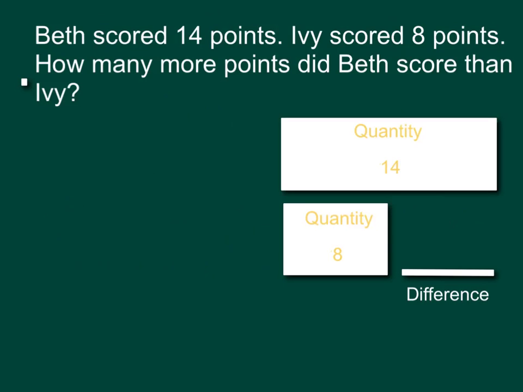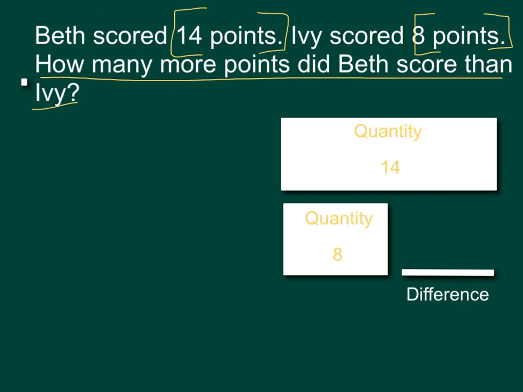Beth scored 14 points. Ivy scored 8 points. How many more points did Beth score than Ivy? Our question that we will underline is how many more points did Beth score than Ivy? The information we need to figure this out is Beth scored 14 points, and Ivy scored 8 points.